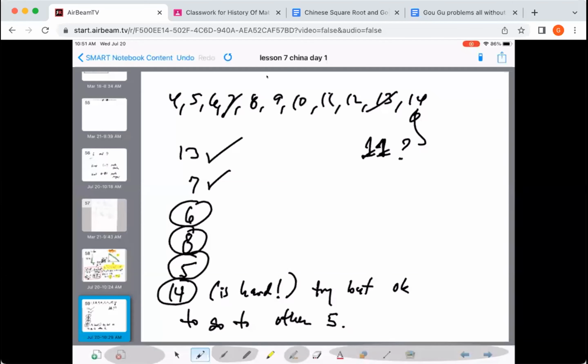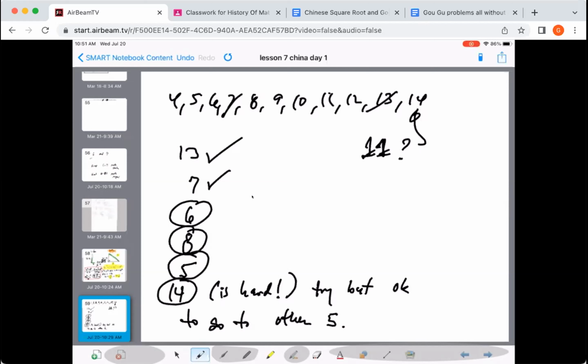6, 8, and 5 are the most feasible questions. 14 is a major challenge. And if you spend 20 minutes on number 14, that would be time well spent. This is a fun, really interesting question. And then the other 5 are more traditional, but 4 is like totally out there.